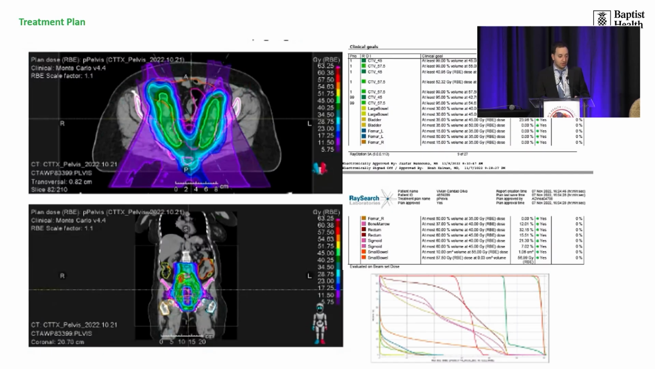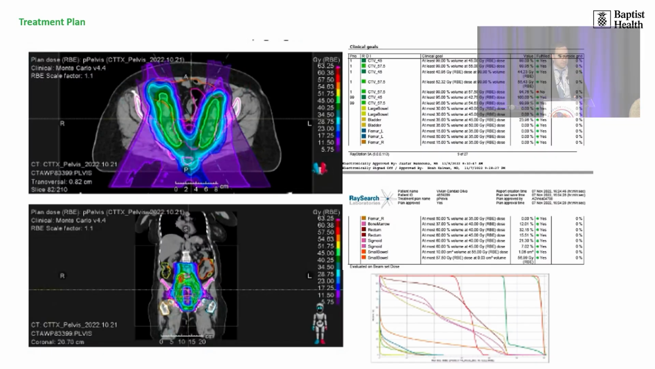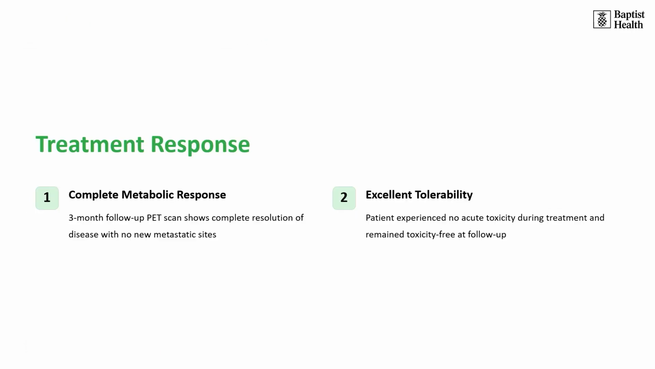And so this is what her plan looks like. So basically treating those sides of the pelvis to the higher dose and trying to spare the midline to avoid nausea and diarrhea and those sorts of side effects. She had a great response, it was tolerated well, and didn't develop any long-term side effects, which was great for her, and she's doing well.